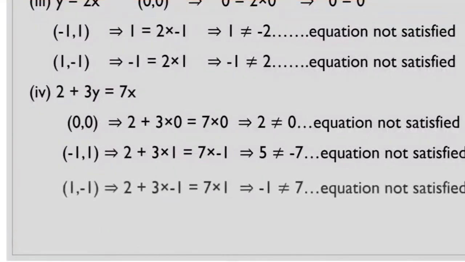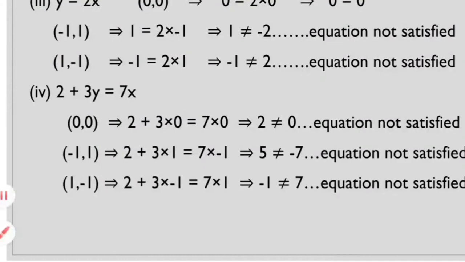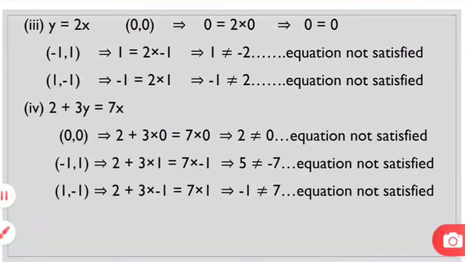So third value, that is 1, minus 1. Again, we put the values in the equation, we will see that 2 plus 3 into minus 1 equal to 7 into 1. Now 3 into minus 1 we will get minus 3, and minus 3 plus 2 is minus 1, and 7 into 1 is 7. So we will again get minus 1 is not equal to 7. So again, this pair does not satisfy the given equation.